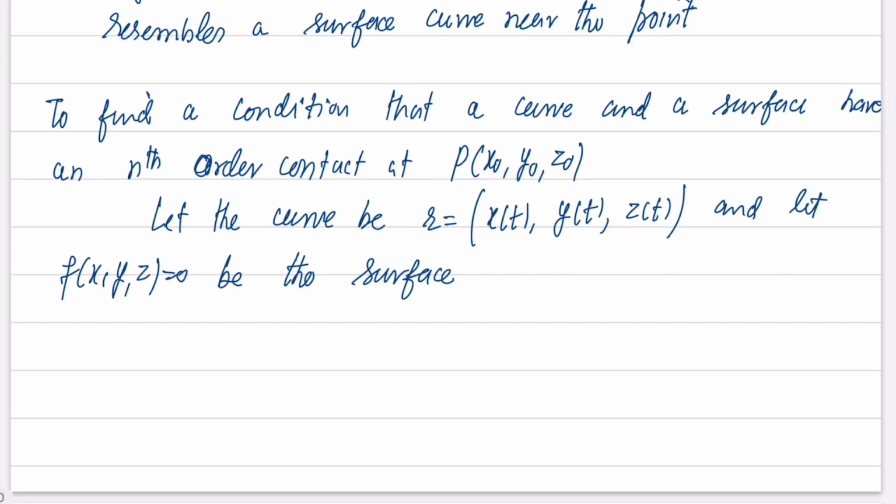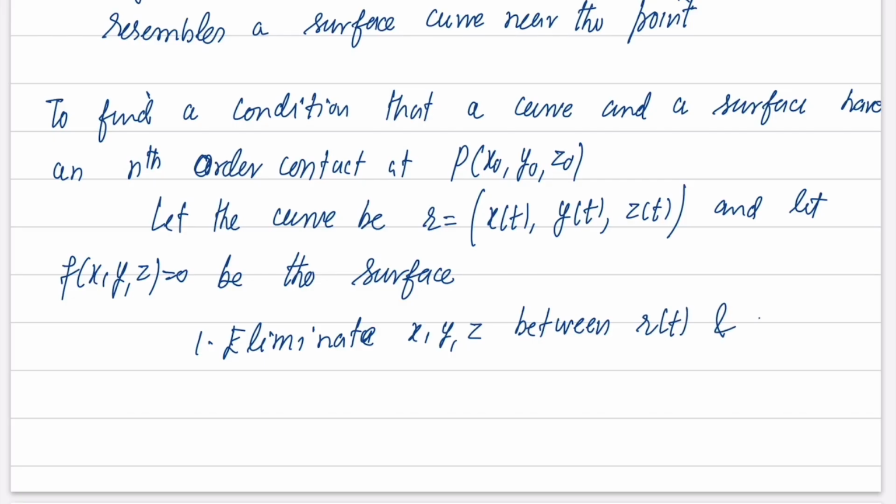And then the first step is to eliminate x, y, z between r of t and f of x, y, z equal to 0. That means for x in the surface we have to substitute x of t, for y we will substitute y of t, and for z we will substitute z of t.